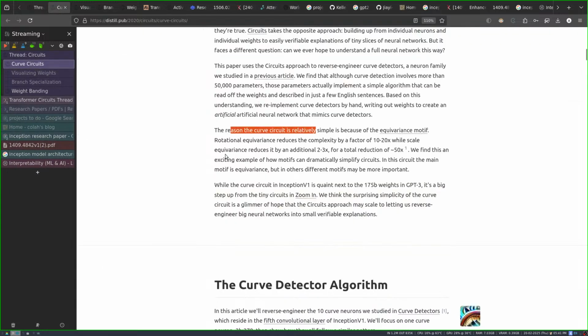Rotational equivalence studies. While the curve circuit in Inception V1 is quaint next to the 175 billion weights in GPT-3, it's a big step from the tiny circuits in Zoom In. Oh, GPT-3 is released, huh?